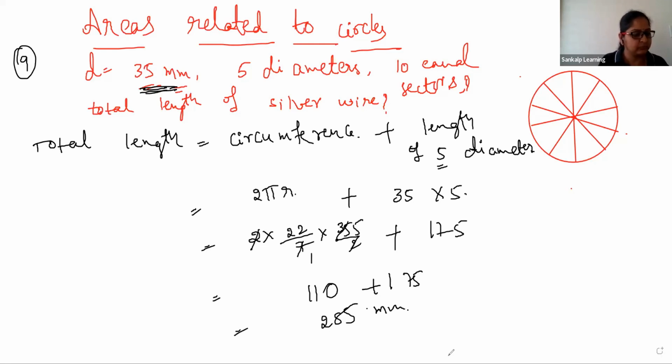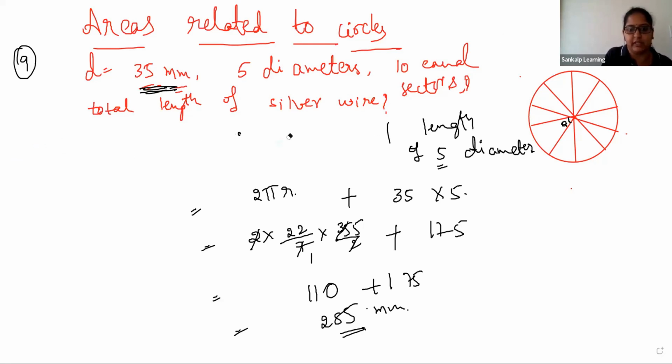That is the total length of the silver wire required. And also you have to find the area of the sector. So this is the total length, children. Now we have to find the area of the sector.